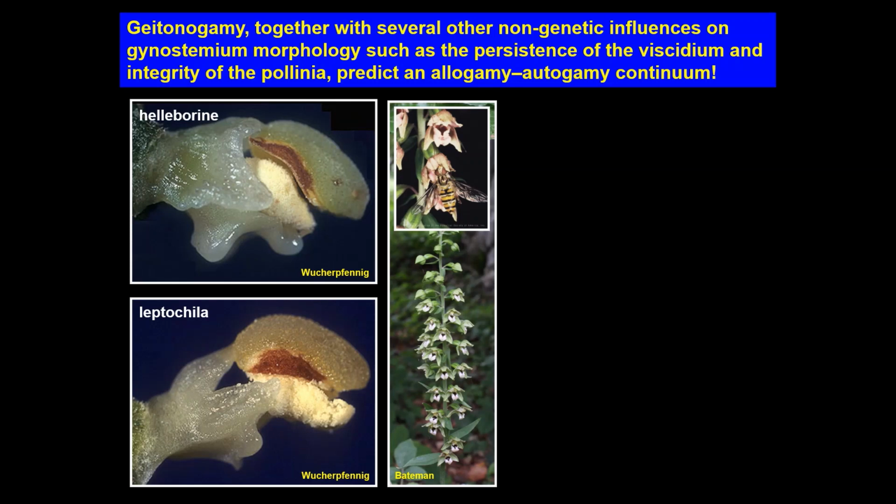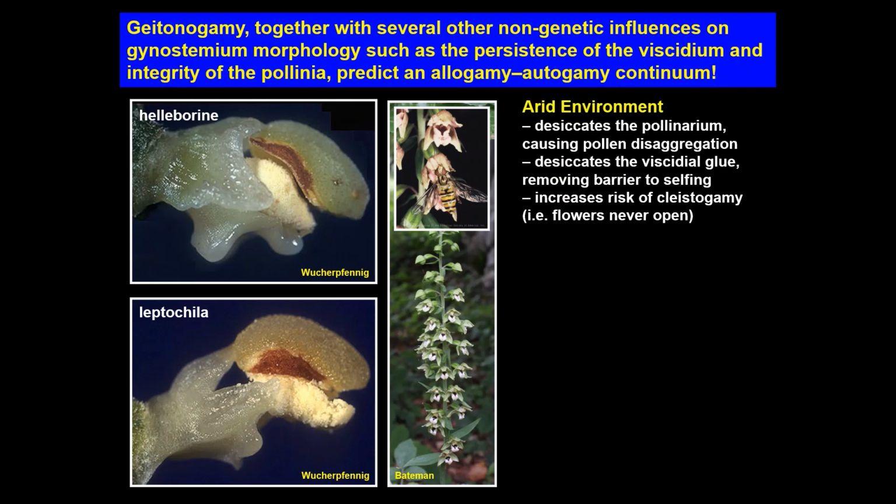So if we try to sum up this part of the talk, geitonogamy, along with other non-genetic influences on the gynostemium, is responsible, in my opinion, for an allogamy-autogamy continuum, and one that is skewed towards autogamy.